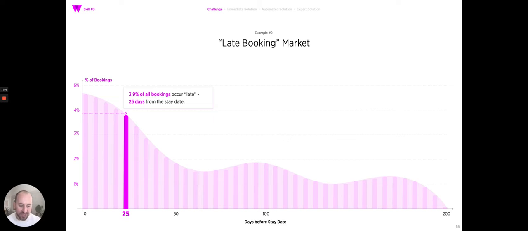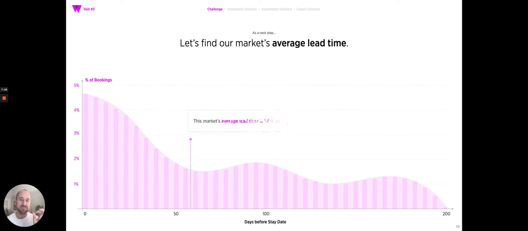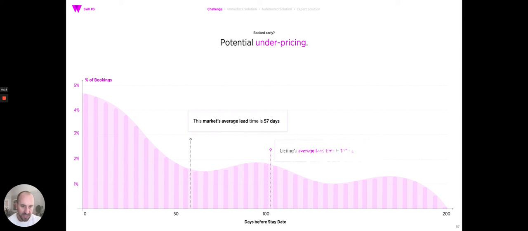Now, once we know what our booking curve is going to look like, the important thing to figure out first is our market's average lead time. How many days before the stay date, on average, do people book places? So in this example, we're going to say that the average lead time in this market is 57 days. Well, let's say that once you knew that your listing's average lead time was 103 days. What can that tell us? Well, since you're booking way before the market usually books, you're likely underpriced.